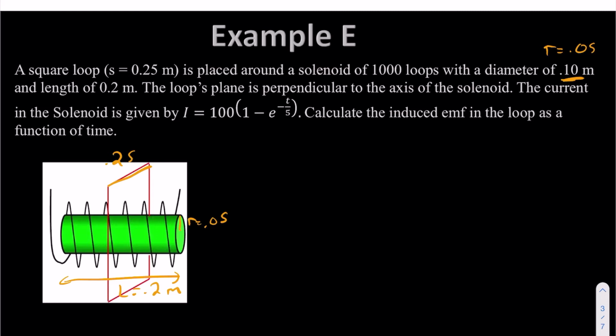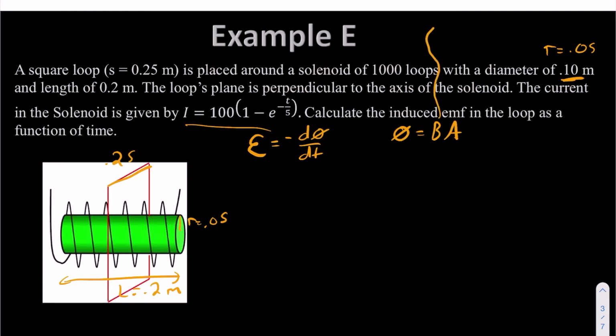The current in the solenoid is given by that function there, 100 times 1 minus e to the negative t over 5. Calculate the induced EMF in the loop as a function of time. So this is a Faraday's law question. Induced EMF is negative d phi dt, and phi here is going to be BA. No cosine theta because, again, the flux goes straight through.